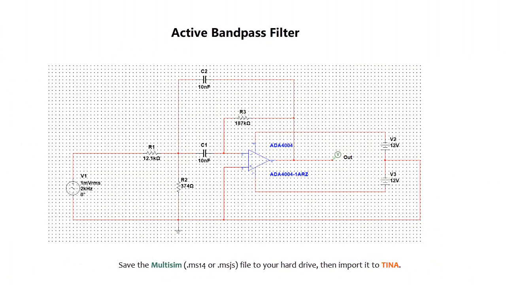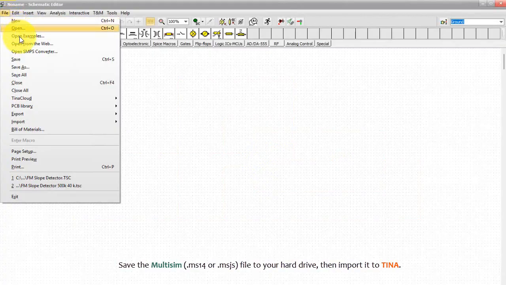Our next example is an active bandpass filter created in the offline Multisim program. Save the Multisim .ms14 or .msjs file to your hard drive, then import it to TINA.